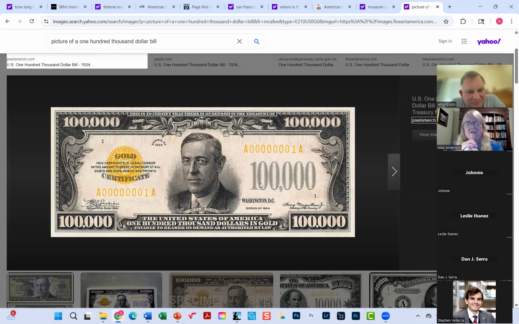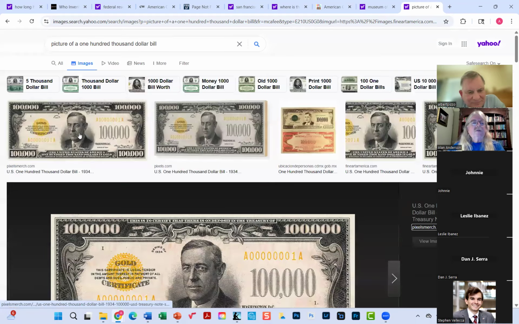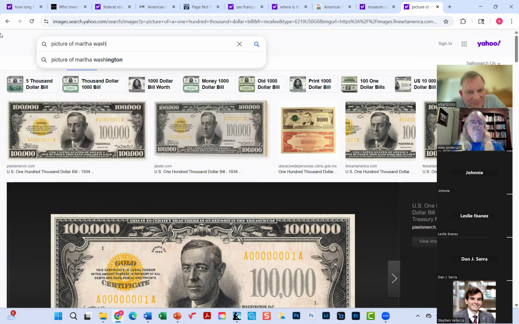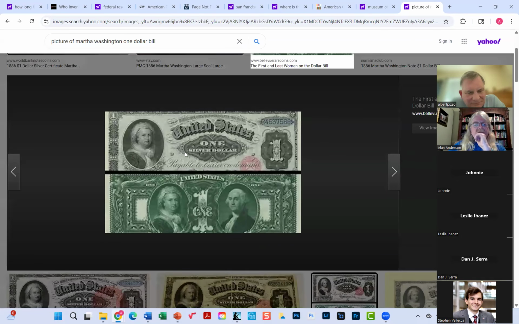And then for about 30 years after that, they produced silver certificates. We could cash them in for silver. In fact, I'm going to show you a very interesting one right now. Now there's Martha Washington. It says $1 silver. This is a silver certificate as well. This was produced during the Civil War. You could take this note into a bank and say, listen, give me $1 worth of silver.